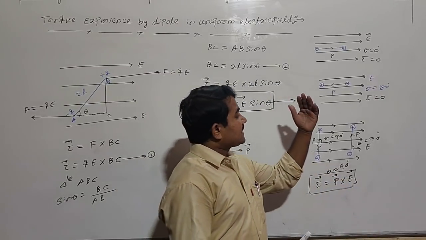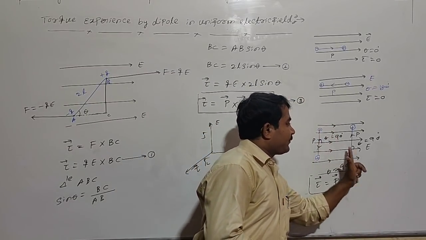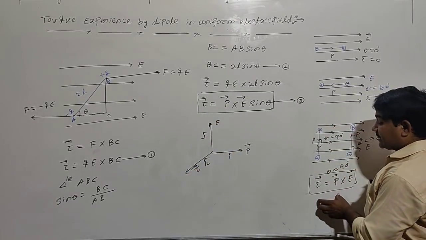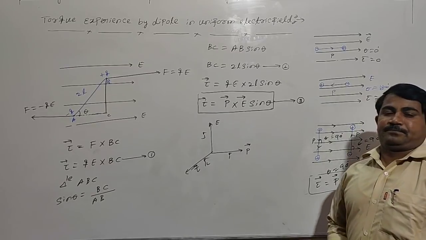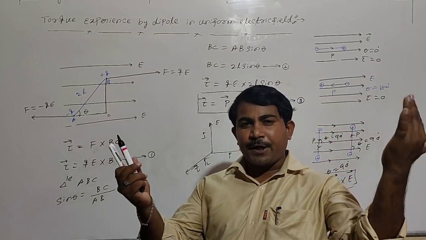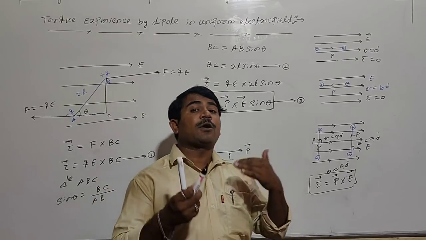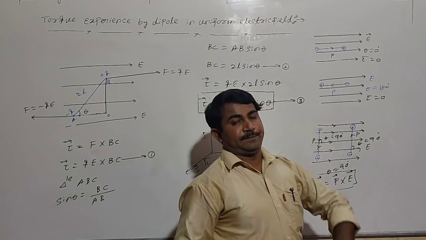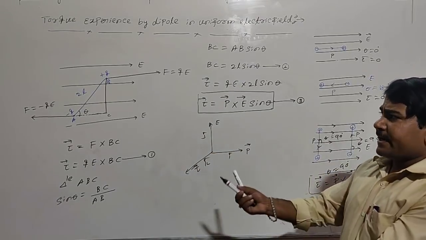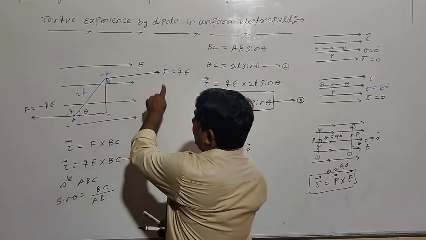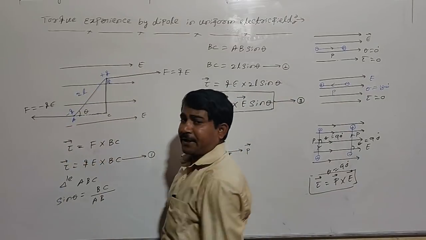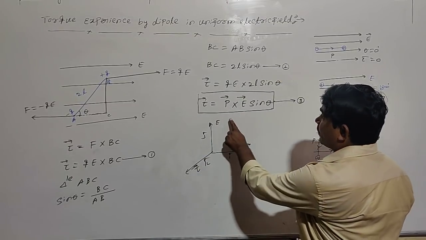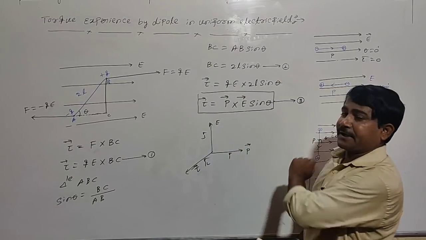When a dipole is placed perpendicular to a uniform electric field or non-uniform electric field, it experiences maximum torque. Then see here, already I said that equal and opposite forces are acting. Net force on the dipole is 0, but it experiences torque tau equal to P E sin theta.